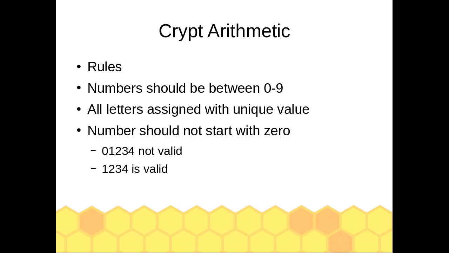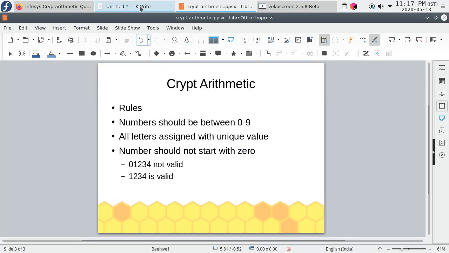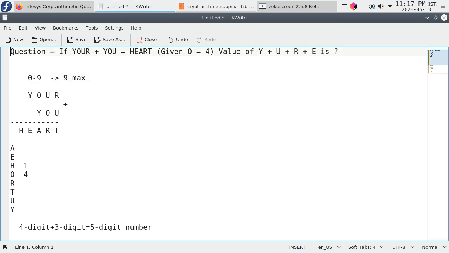The rules are: each number should be between 0 and 9, and all letters are assigned unique values, so no letter should have more than one value. A number should not start with 0. That means 0, 1, 2, 3, 4 is not valid, but 1, 2, 3, 4 is valid. Let's write a program and discuss the question.